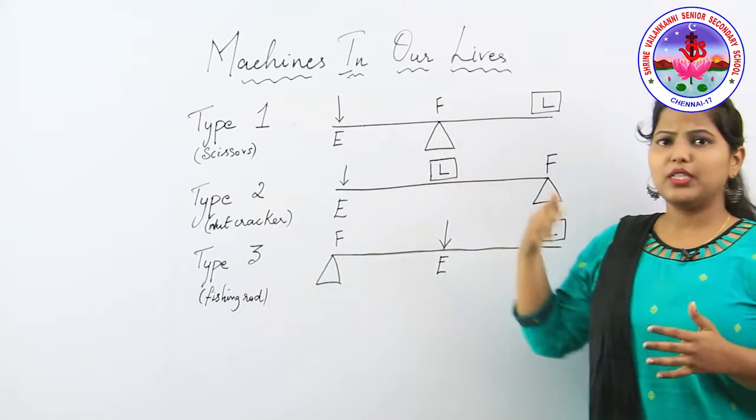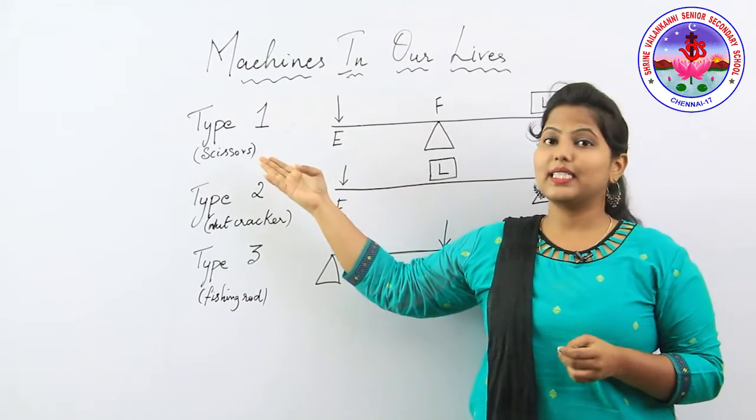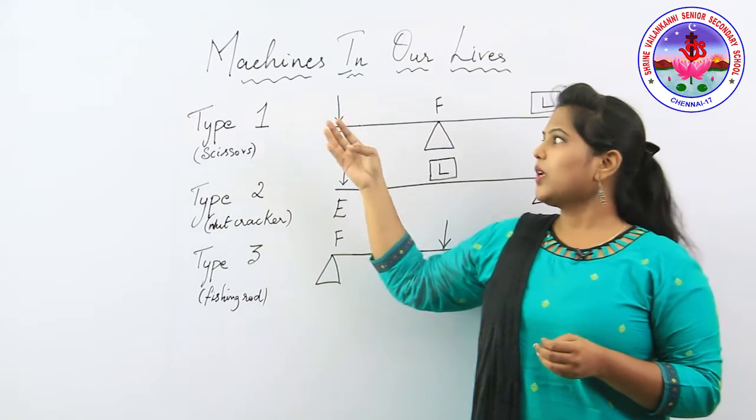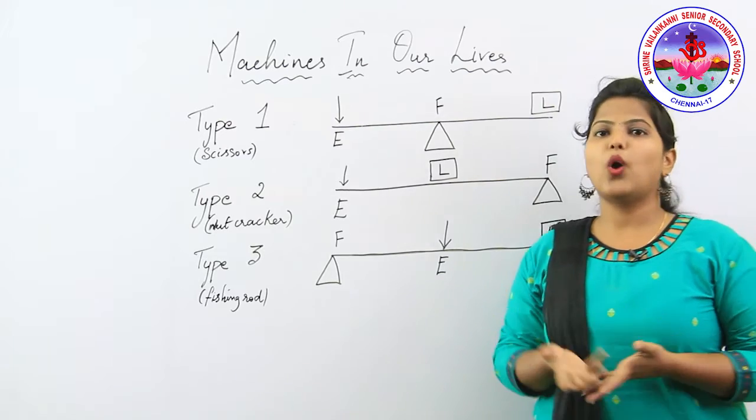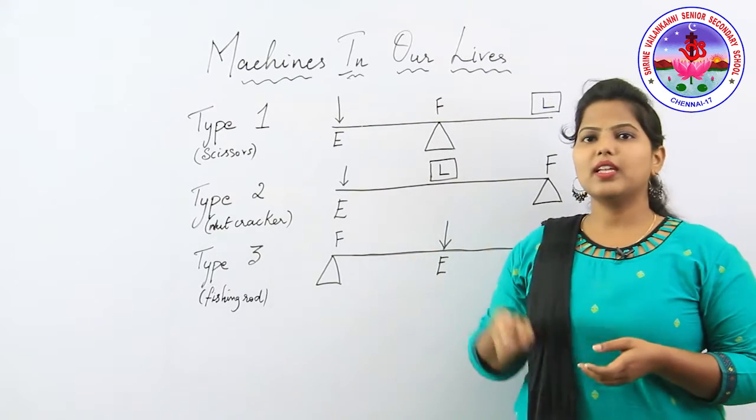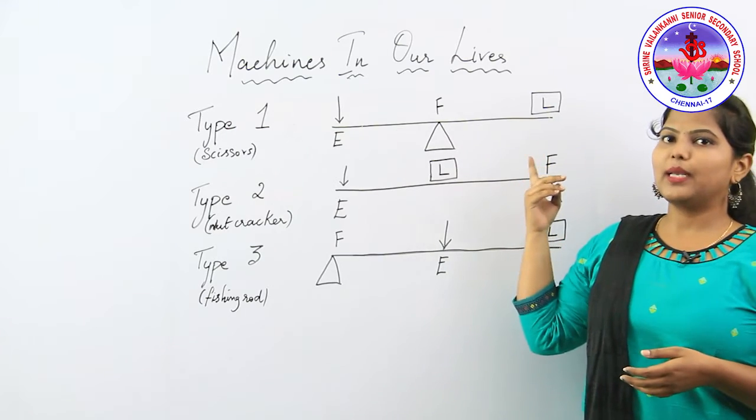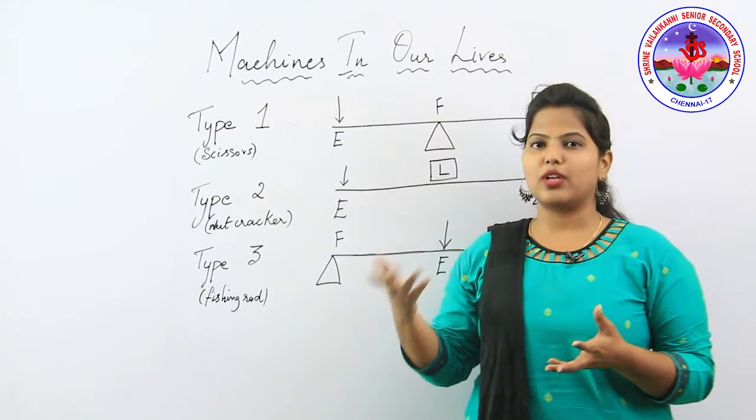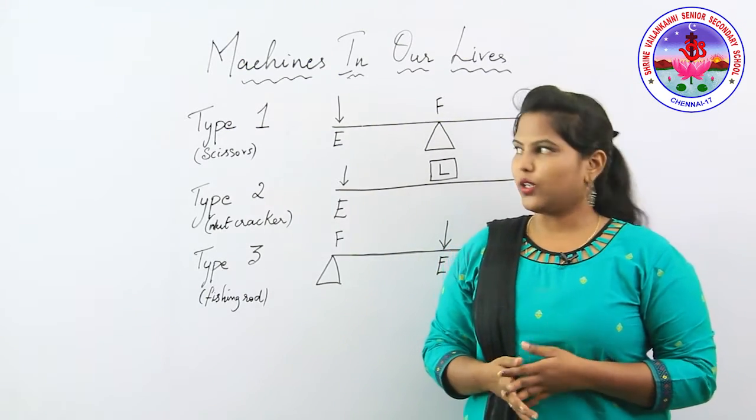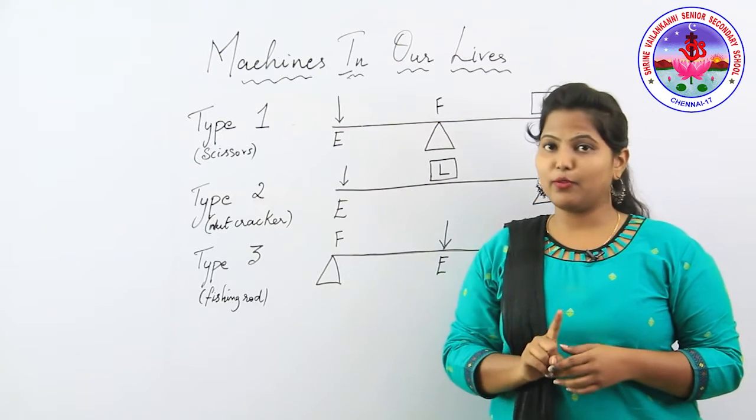So now we are going to see the type 1 lever, and the best example is scissors. Imagine you are holding a scissor, okay. We are giving the effort at the last, and there is a movement in the middle, and at the last you will keep the load, that is any paper or anything you want to cut, okay. So that is the example for type 1.